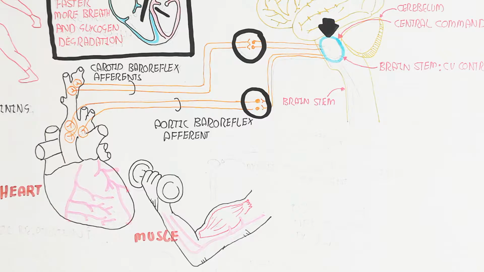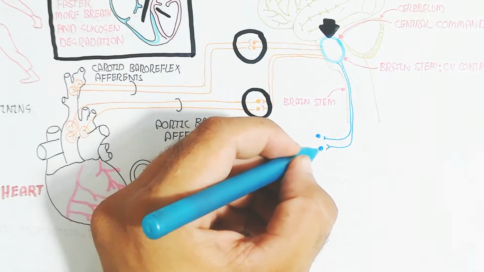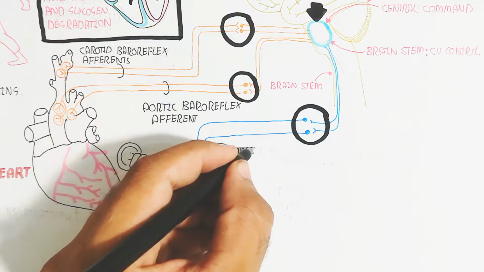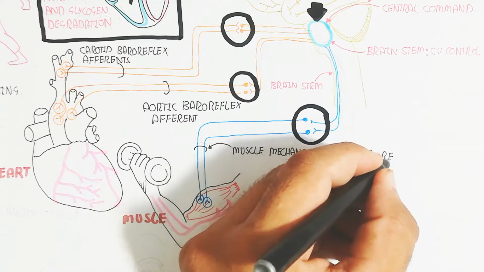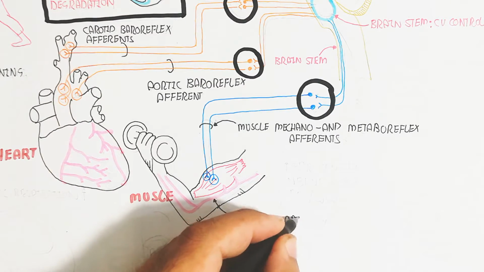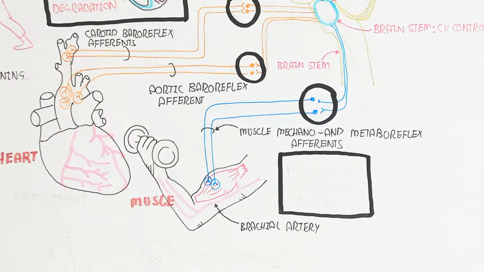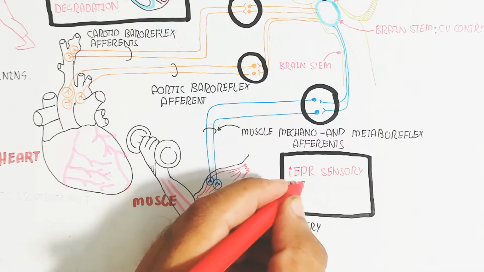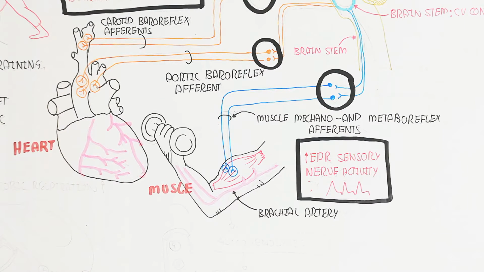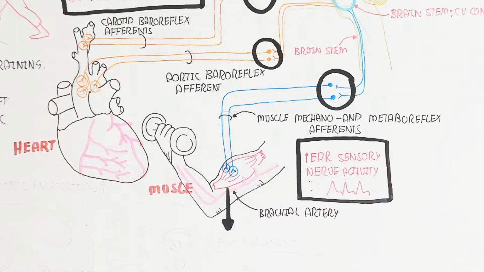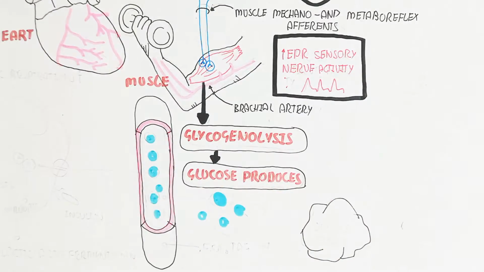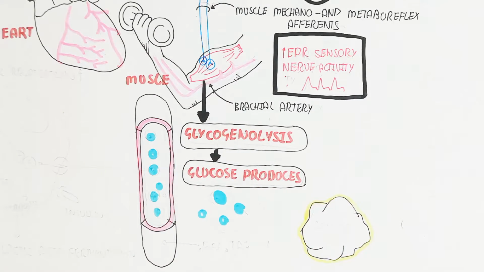Anaerobic respiration will increase in this case, so remember that. On the other hand, here you can understand the mechano and metaboreflex afferents, which target the muscle. After targeting the muscle, the brachial artery will dilate to provide more blood, and in this way the muscle will lead to contraction and glycogenolysis. Here the EPR will increase the sensory nerve activity, which stimulates more, and in this way glycogenolysis and glucose production increase.